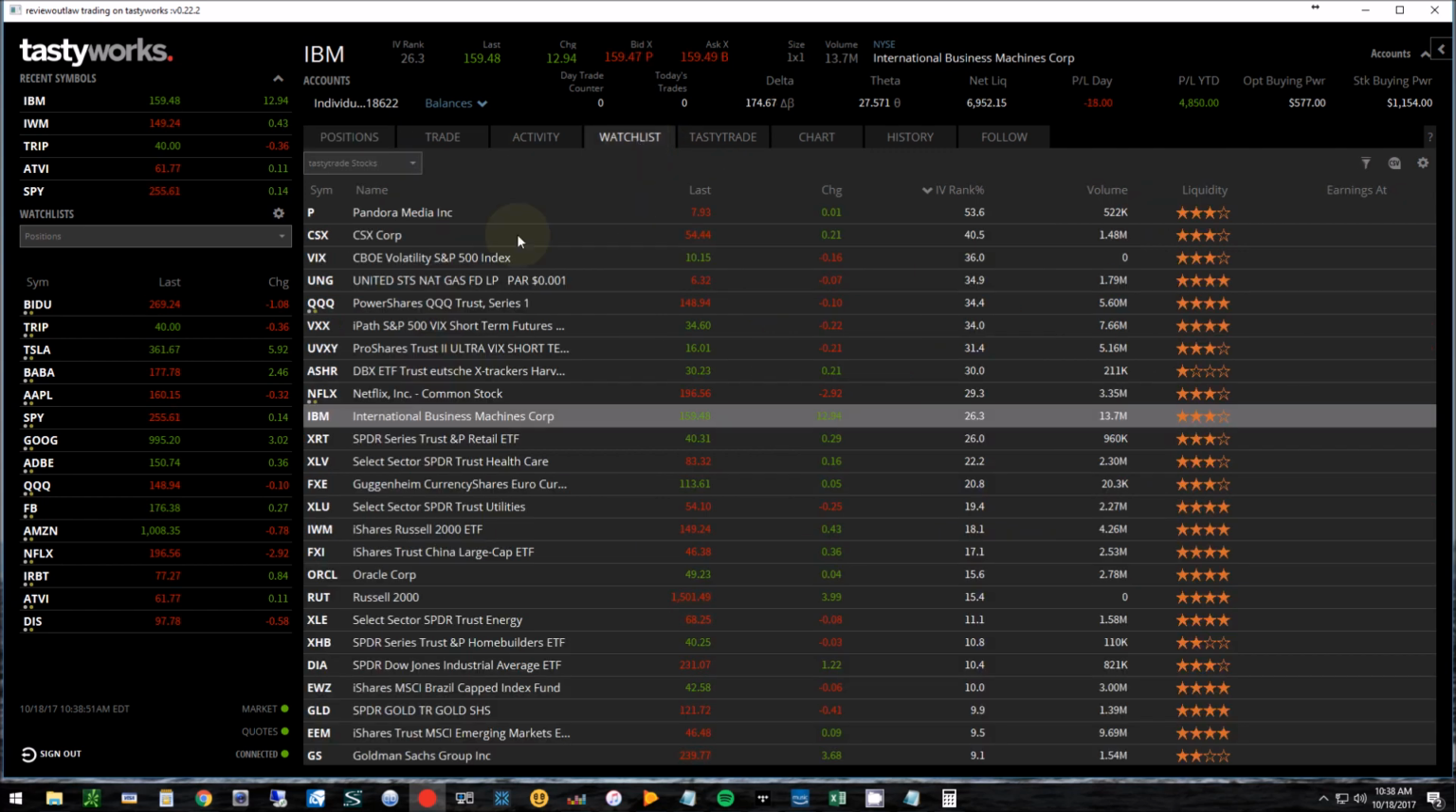I click my watch list, I click Tasty Trade Stocks, and I organize by IV rank. Try to have as little information here as possible. If you get too much information, it's just too much, and I can't see the important stuff. So I just organize by IV rank, go down here. I try to go with stocks in the $100 range, $100 and over, because it just gives me more credit.